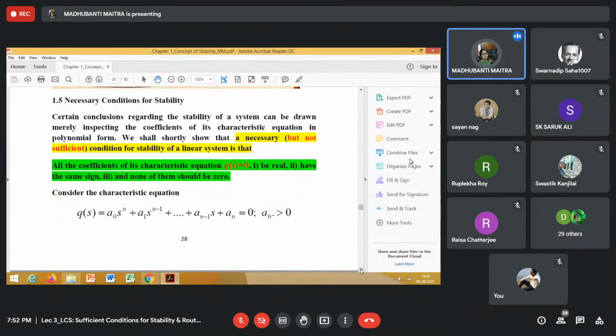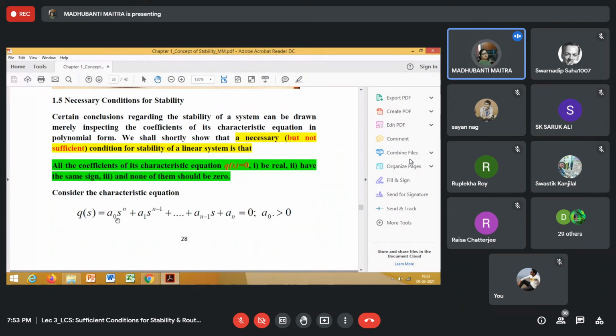So let's assume that a generic nth order system is described by this equation, which is the characteristic equation of the system. Please note that all the time I'm using this phrase, characteristic equation of the system. Whenever you use the term characteristic equation, please associate it either with a system or with a matrix. We'll come to that. Now we are discussing the characteristic equation of a system.